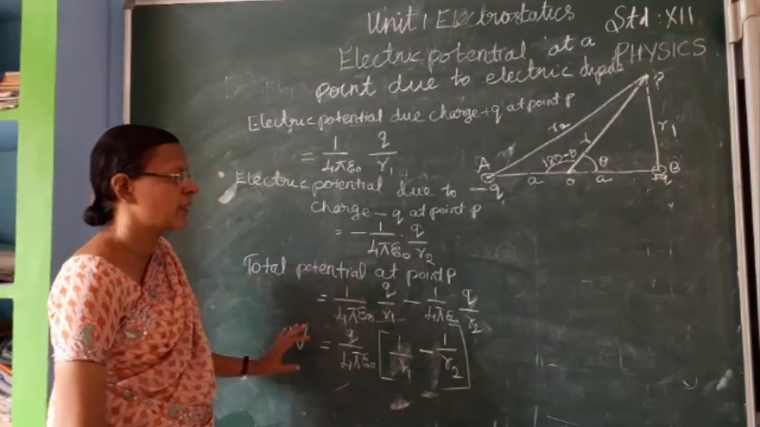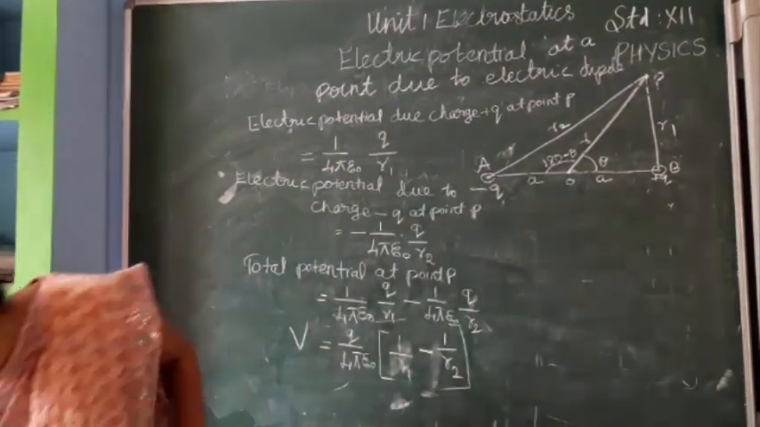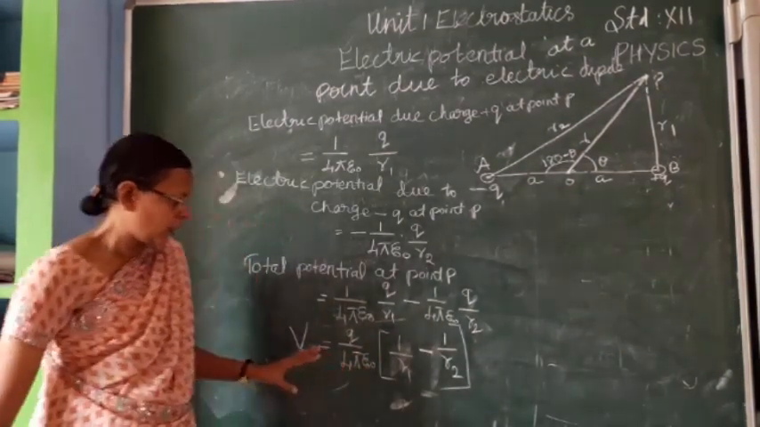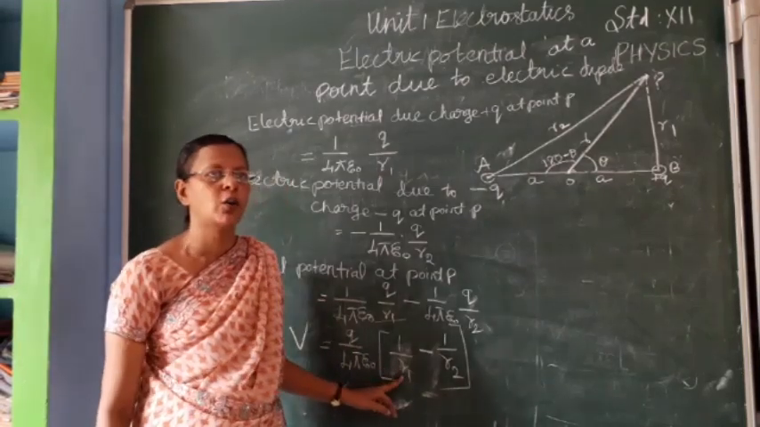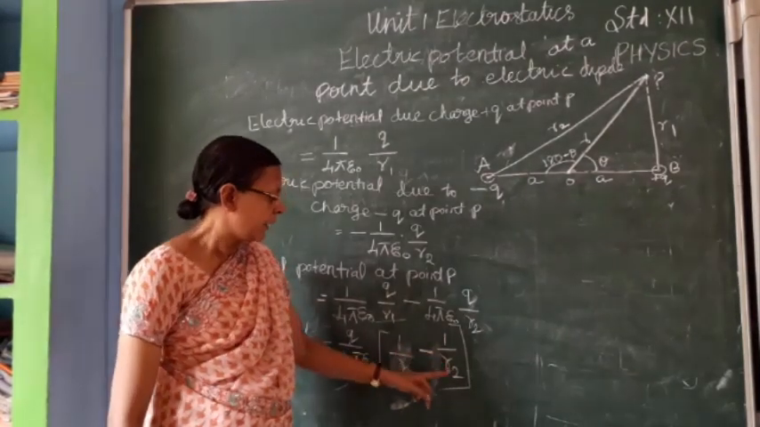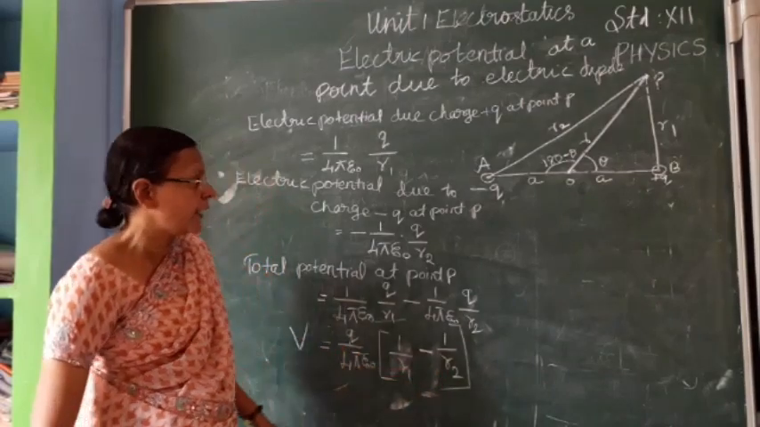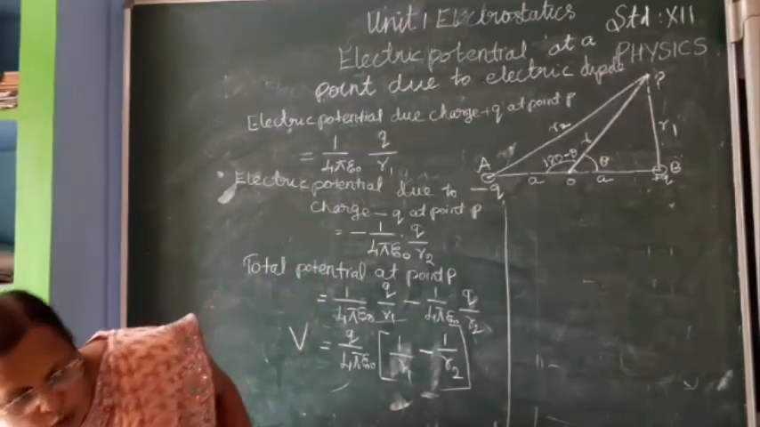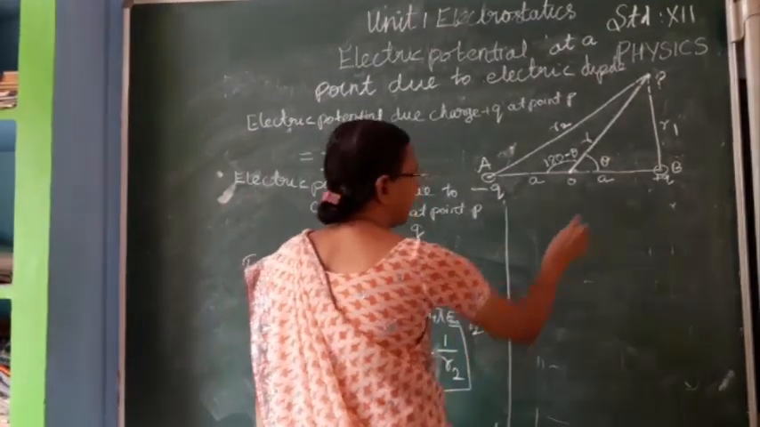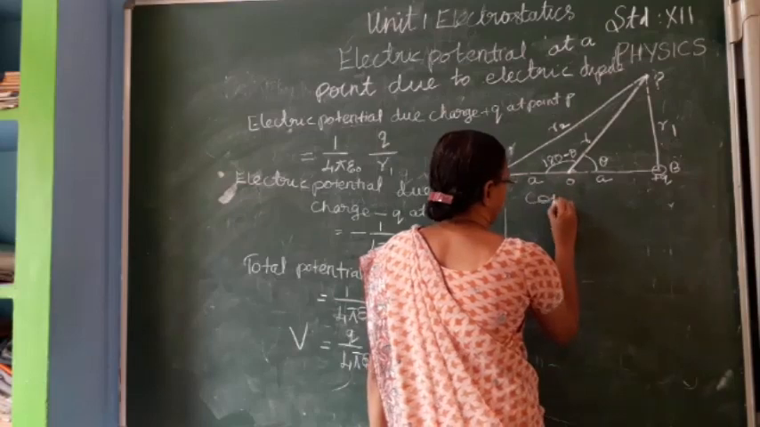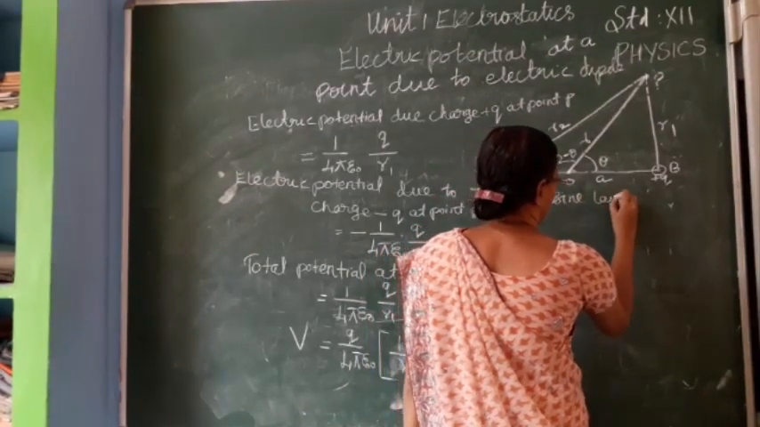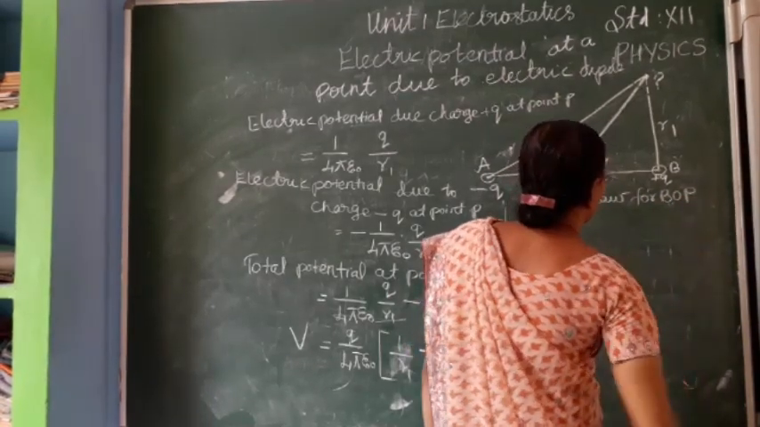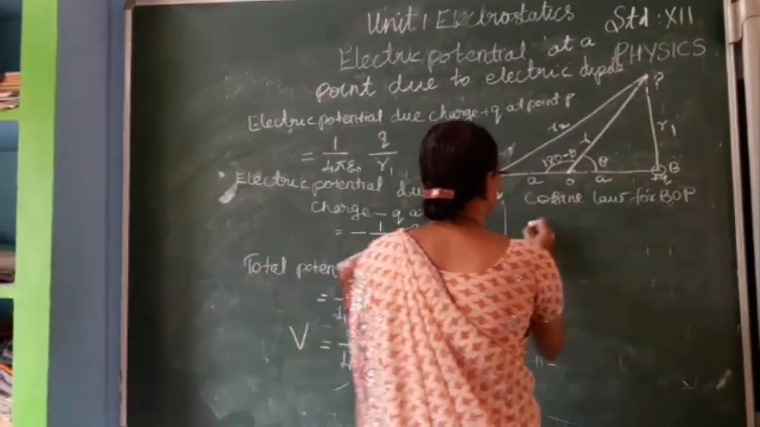And if you understood this much, now we can apply the cosine law here. We have to find the R1 value and the R2 value. While finding these R1 and R2 values, we can use the cosine law. Okay, cosine law for this triangle BOP. If you are applying the cosine law for BOP, what do you get?